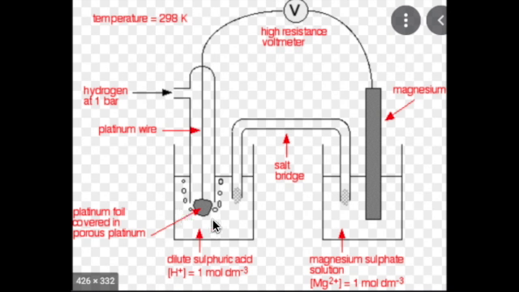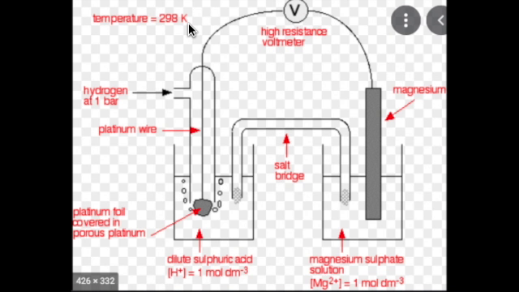The solution it is in is dilute sulfuric acid, and you need to make sure it's 1 mole per decimetre cubed. This whole setup is quite different from what you've learned in IGCSE, but there are a few things you need to keep in mind. Also, the standard temperature is 298 kelvins. Make sure it's in kelvins, not in Celsius. These are the things you need to mention when drawing the standard hydrogen electrode.